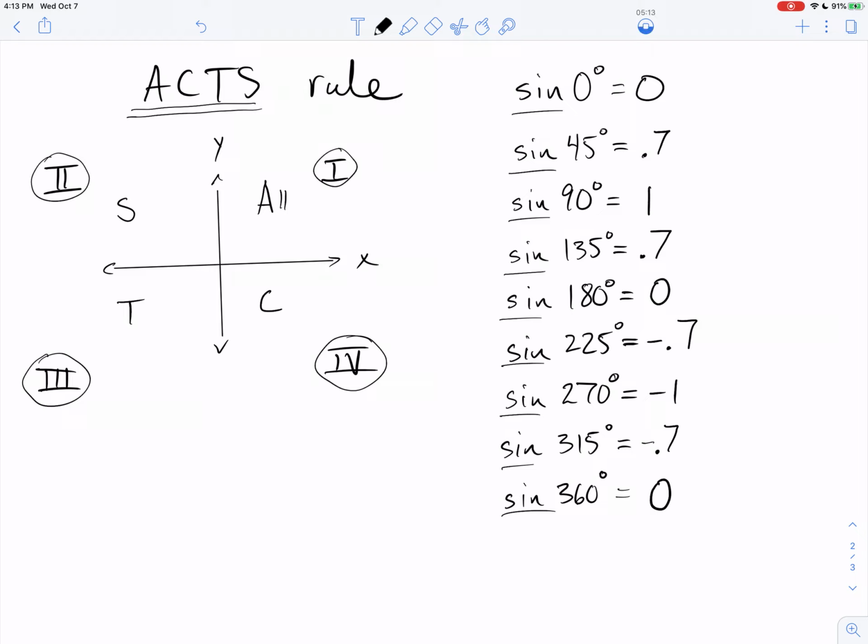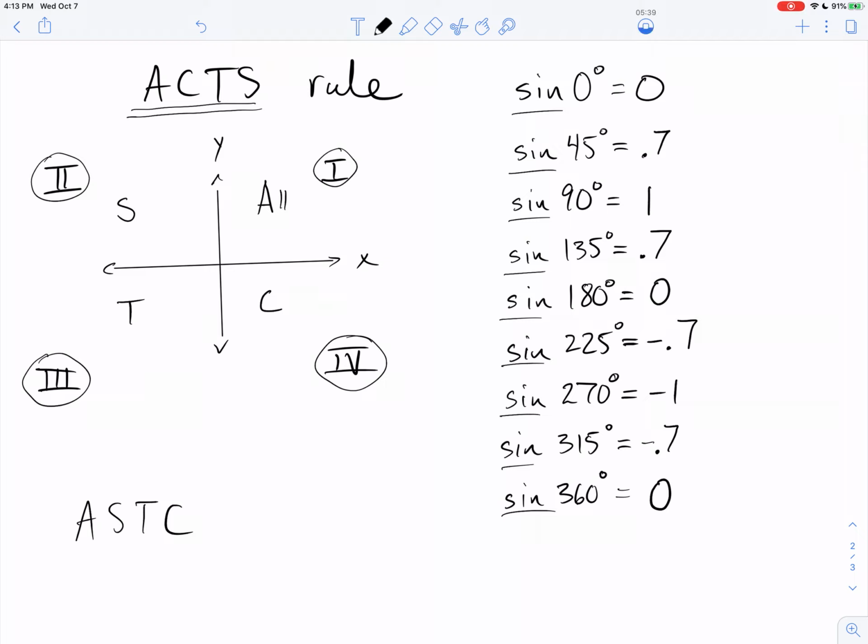But I got to tell you, I borrowed a trick from my friend Miss Quigley on this. Instead of ASTC rule, she says, all students take calculus. All students take calculus. But it doesn't spell a word then. It's A-S-T-C. So it sounds a little bit weirder.